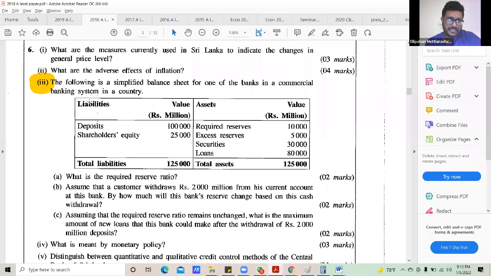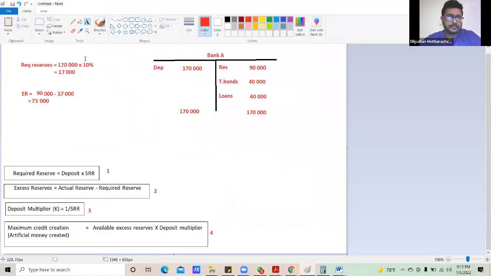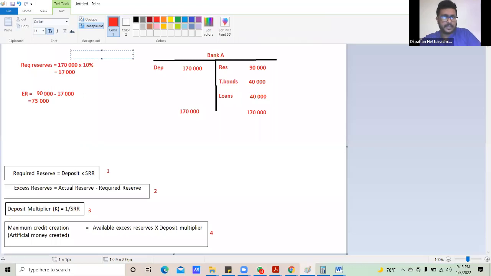Hurry. What I do is I just take a copy of this sheet and paste it over here.